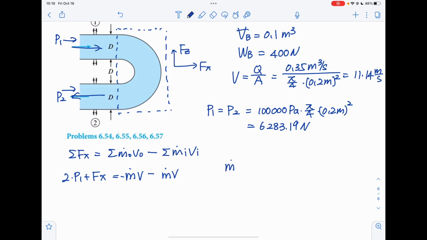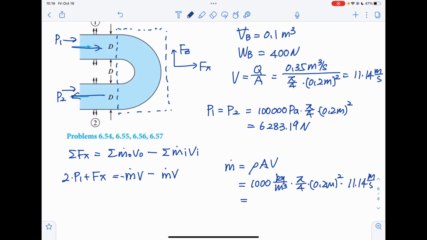The mass flow rate m dot equals rho A V, which is 1,000 kilograms per cubic meter times the area, pi over 4 times 0.2 meter squared, times the velocity, which is 11.14 meters per second, which will give us about 350 kilograms per second.